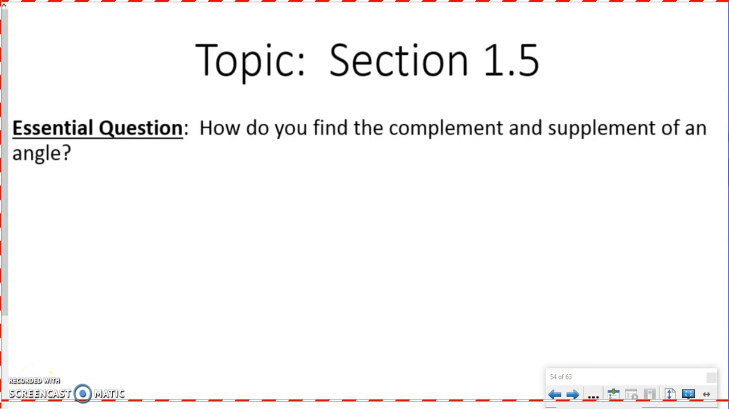Okay, so here are the notes for section 1.5, so you can pause whenever you need to in order to be able to stay caught up. So essential question, how do you find the complement and supplement of an angle?